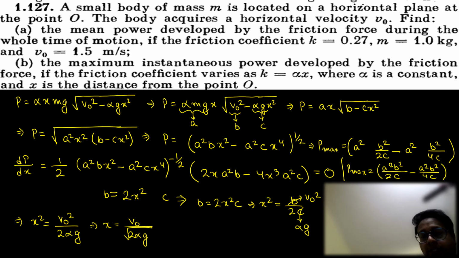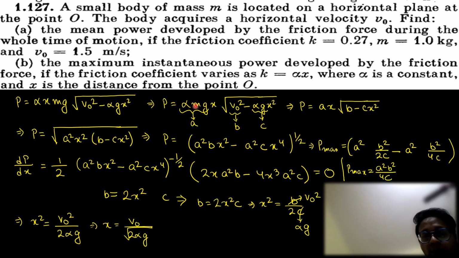Okay, so if you take a square b square by c common, 1 by 2 minus 1 by 4, and 1 by 2 minus 1 by 4 is nothing but 1 by 4. So I can simply rewrite this entire equation as a square b square by 4c, or maximum power is equal to a square b square by 4c.